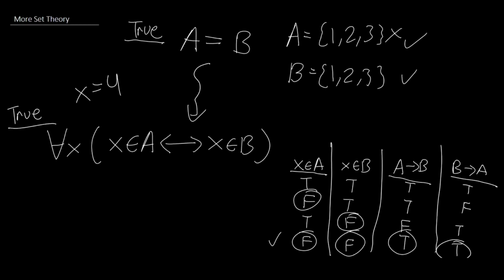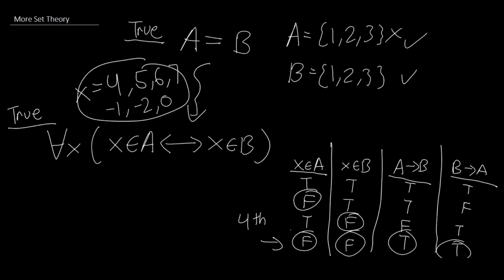Which means that it does satisfy the conditions for all x, because we checked the numbers 1, 2, and 3, and we also checked the number 4, and it's easy to see that 5, 6, 7, and -1, -2, and 0, and all those other numbers are part of the 4th universe right here, because all of these numbers are not a part of A, and they're also not a part of B.